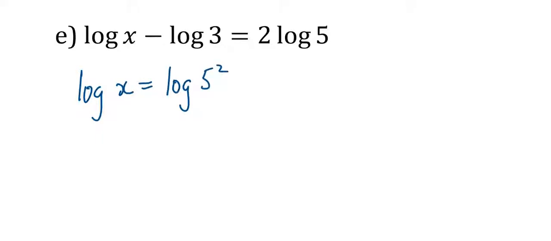And now I have log plus log. So what's the rule that I can use there? We can multiply. So I get log of x. 5 squared is 25. So this is log of 25 times 3, which is 75.